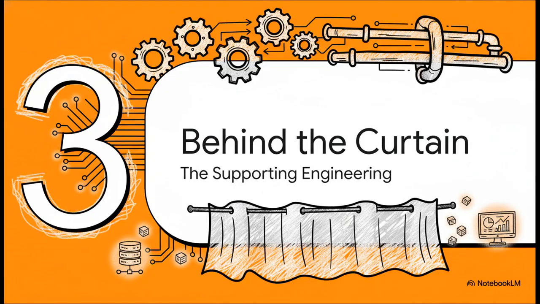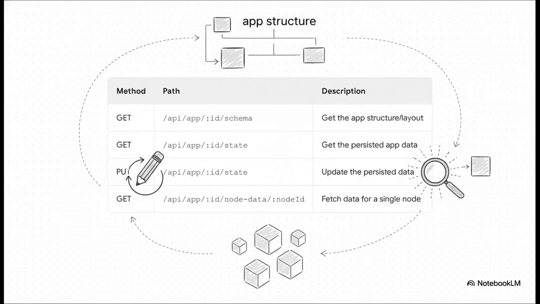Okay, but making this happen isn't just some front-end trickery. To really get how this works, we've got to pull back the curtain and look at the new back-end engineering that makes it all possible, starting with how the app's data is actually served up. The engineers actually built out a whole new dedicated API just for this feature. It really cleanly separates all the requests, one for the app structure, another for its data, and another for any updates you might make. There's even an endpoint to grab data for just a single component on the fly. It's just a really smart, clean design, and it's what makes the whole experience feel so fast and responsive.